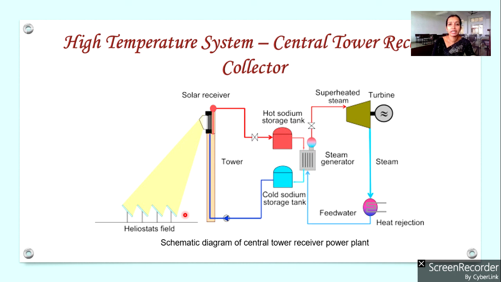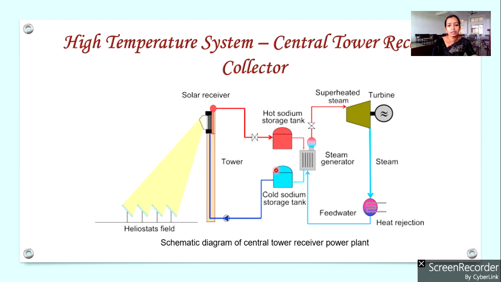They are oriented in such a way that the entire light falling on them will be focused onto this receiver. So thousands of such mirrors will be used for concentrating light onto this receiver. The receiver will be heated to a very high temperature, and there are pipes carrying the heat transfer fluid into and out of the receiver.